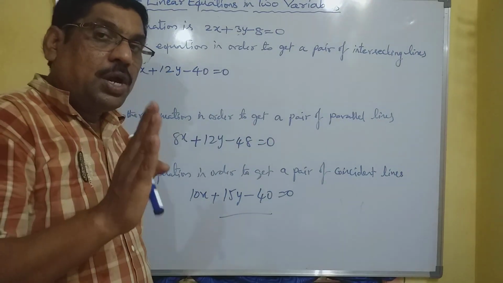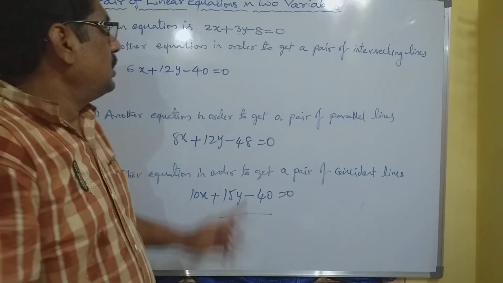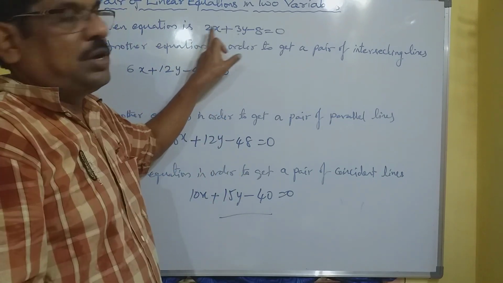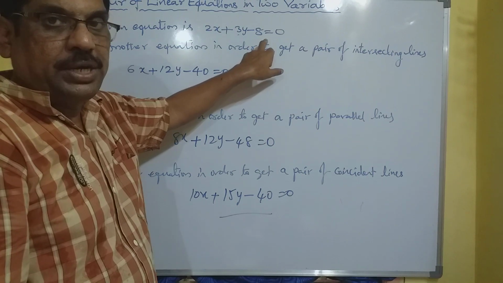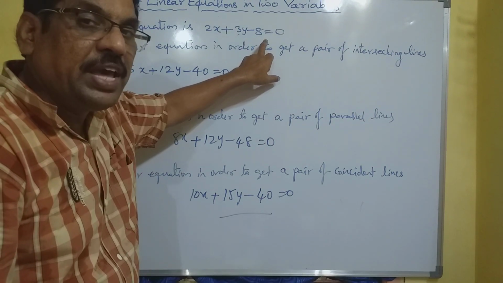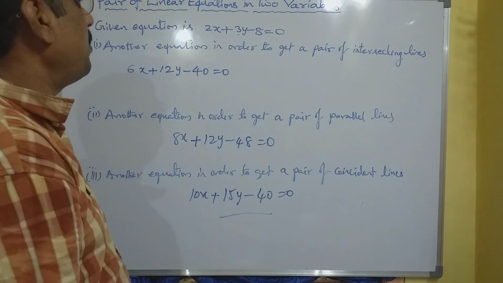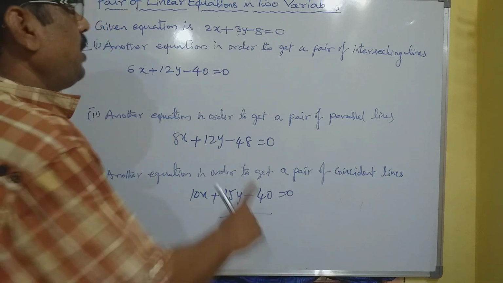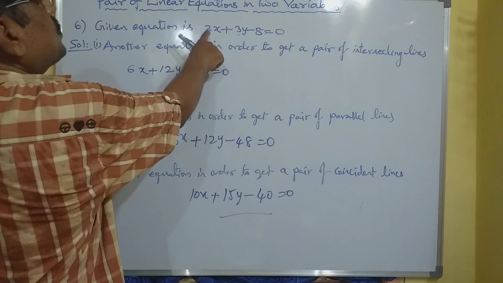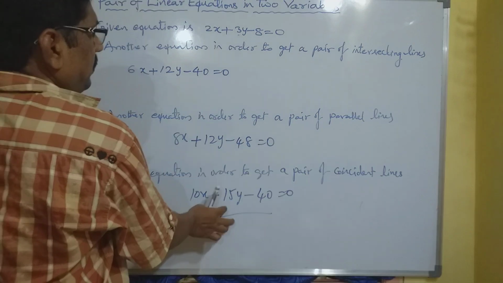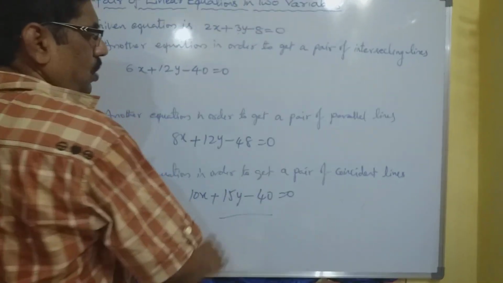Now, in order to get coincident lines, these three numbers, the x coefficient, y coefficient and constant, must be multiplied with the same number. Here I am multiplying with the same number. See, I have taken the number 5 and multiplied with the x coefficient. 2 times 5 is 10, 3 times 5 is 15 and 8 times 5 is 40. Okay.